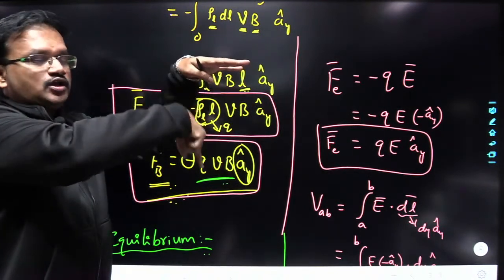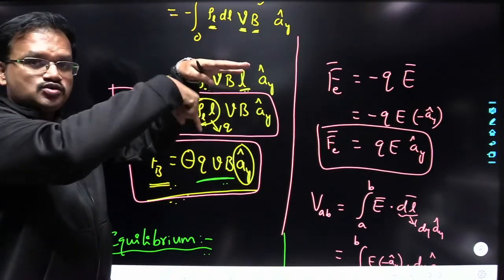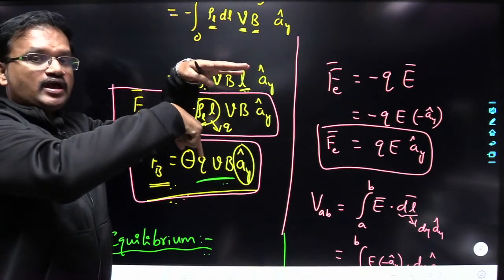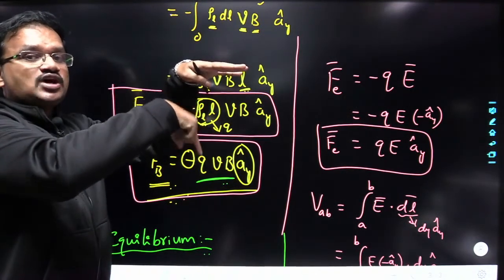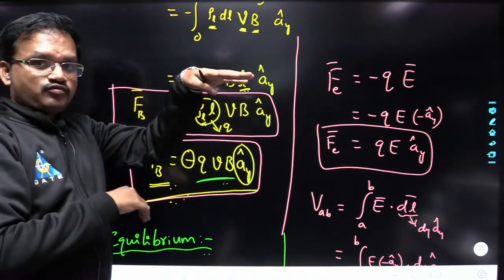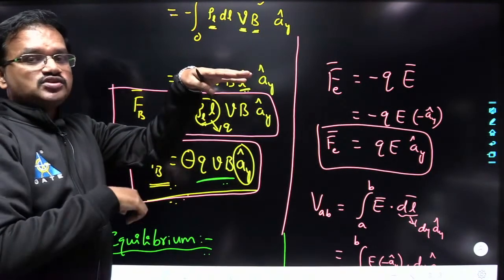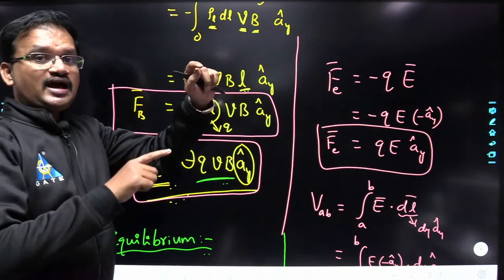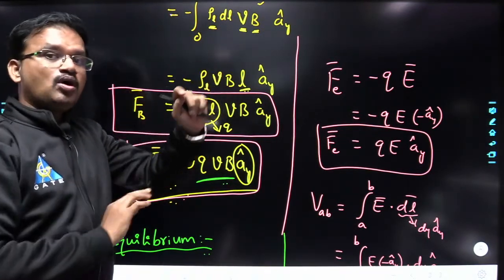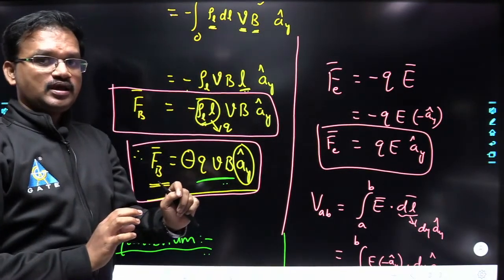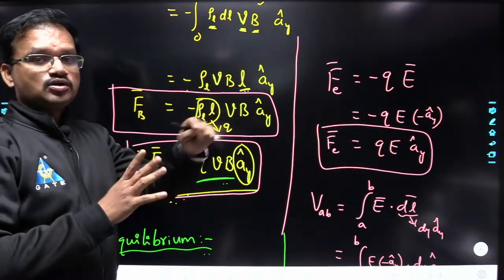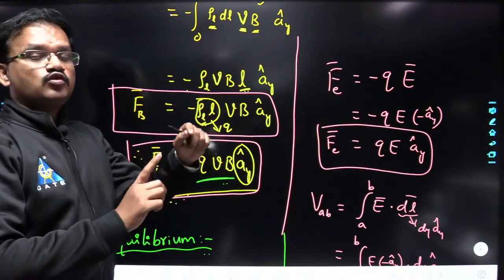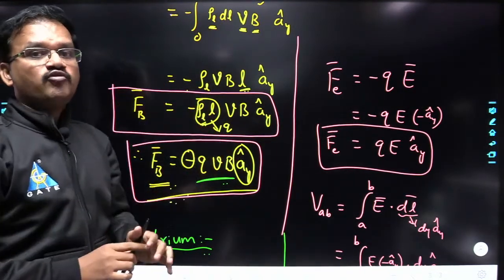So whenever there is an induced electric field from plus to minus, yes or no? In which direction are these negative charge carriers going to experience the force? They are going to experience the force in a direction opposite to the electric field. So that means the electrical force will be in the upward direction.